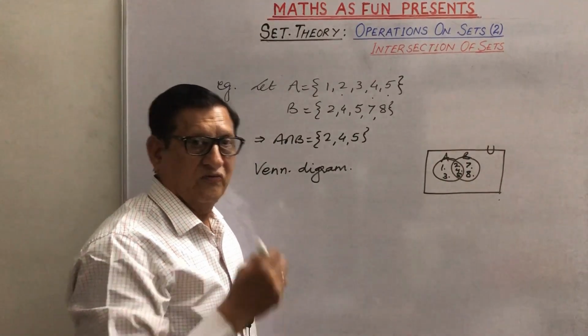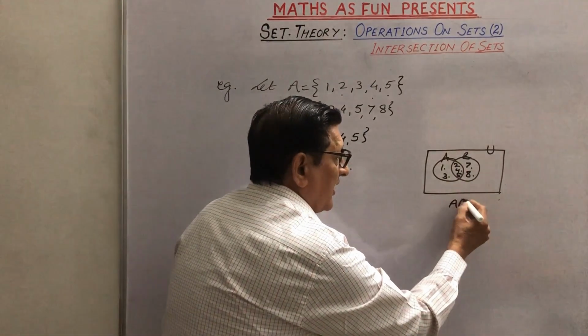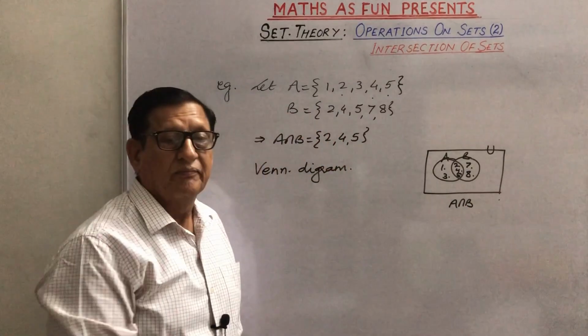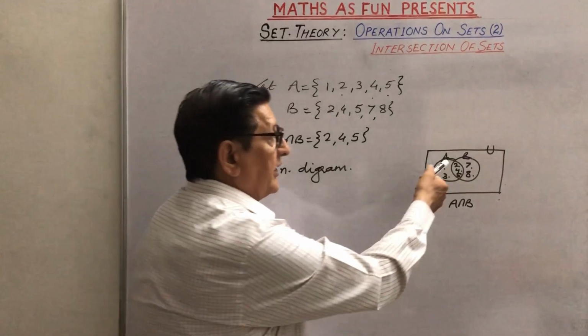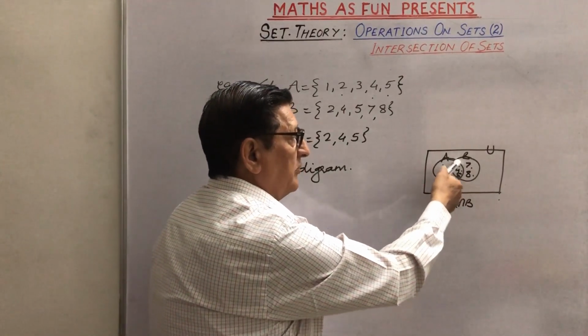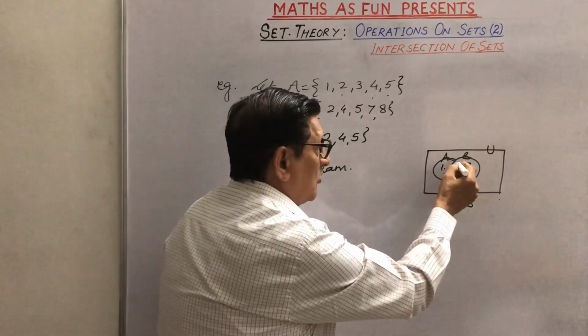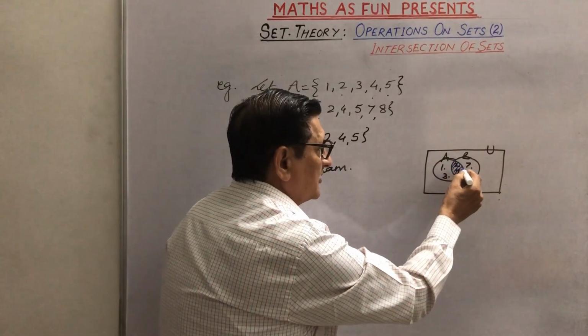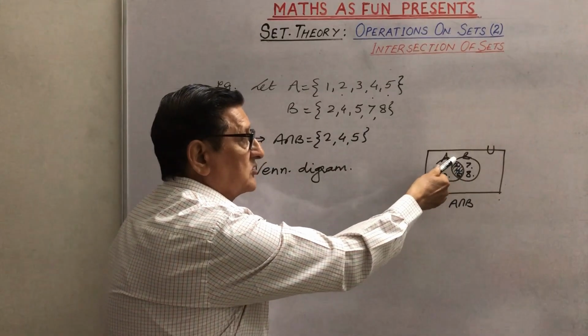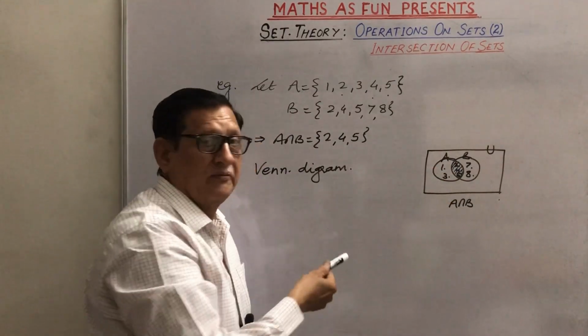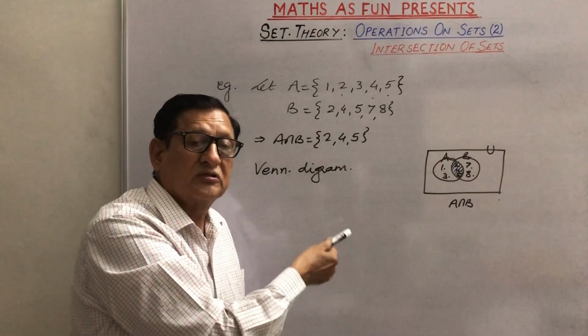Common region. When we want to represent A ∩ B in the Venn diagram, A ∩ B represents the common region. It means this common region of them will be shaded. And this shows that this contains only elements 2, 4, 5. So this is the intersection of the sets A and B.